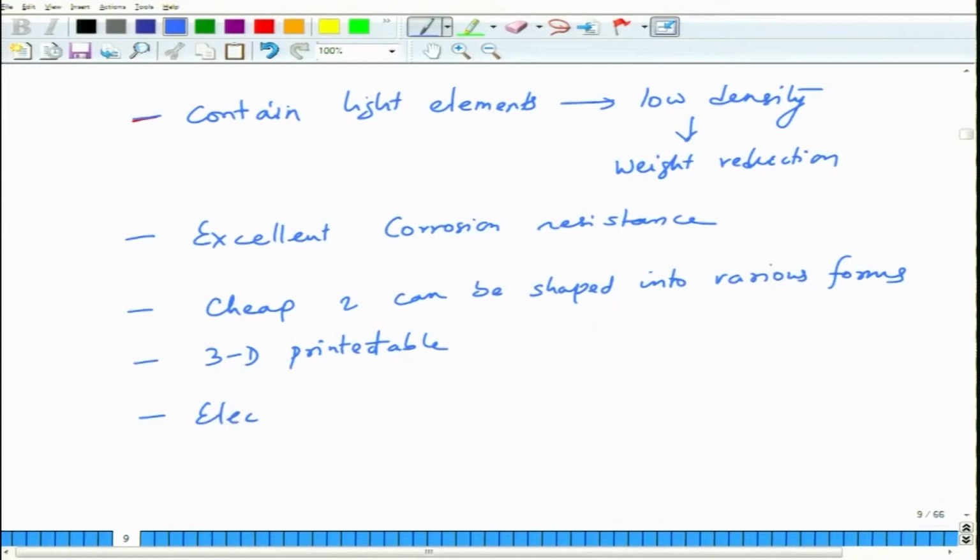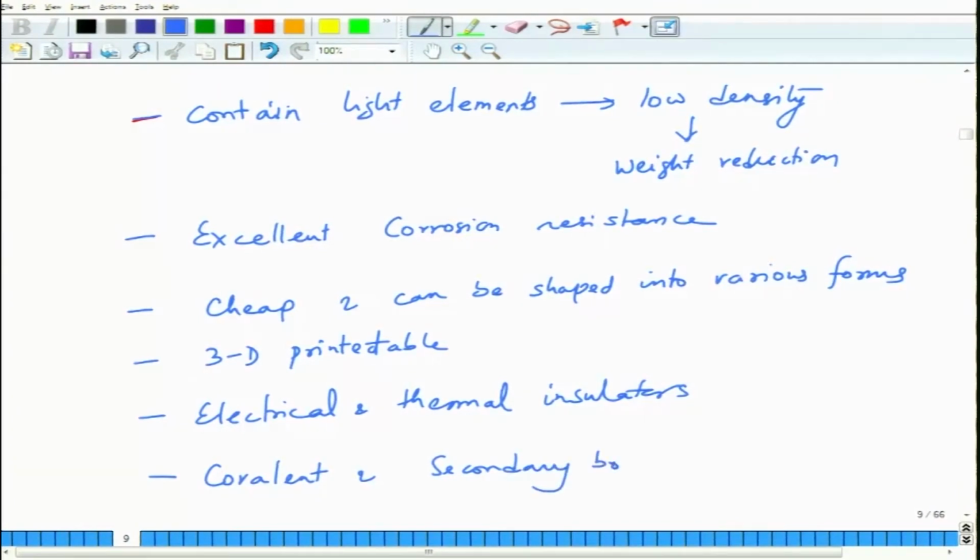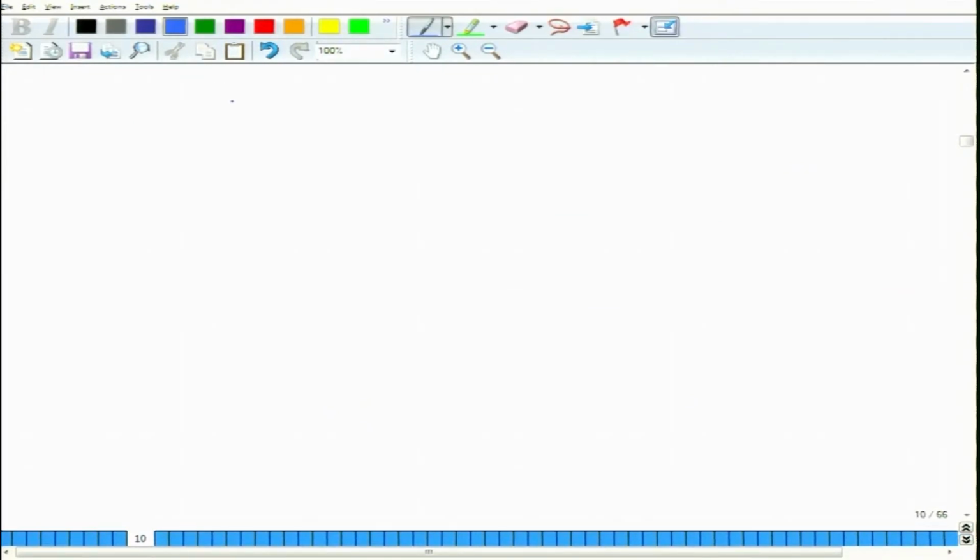They have a lot of other attributes, such as being electrical and thermal insulators. And the bonding they have is a mix of covalent and secondary bonding. Secondary bonding could be hydrogen or van der Waals type. So, these are certain attributes of polymers, and there is an interest in studying what kind of structures they have. Polymers are predominantly non-crystalline materials.